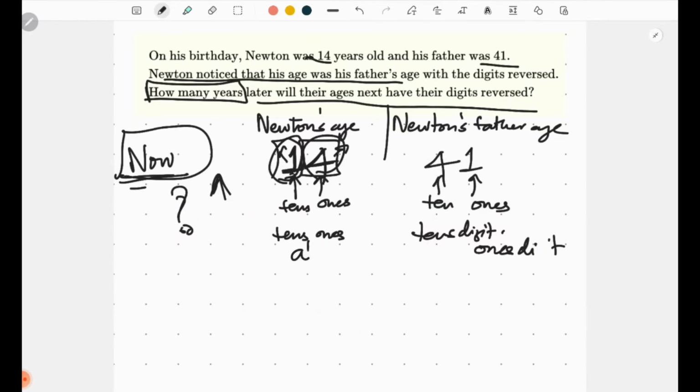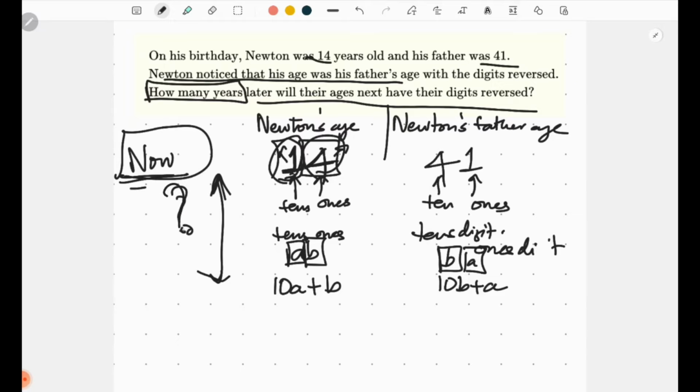So we have taken this as the digits, which is the case a few years later, right? So 10B plus A. The question is asking, when is this going to happen again? So now this is the case with their ages reversed. When is it going to next happen? That's the question.